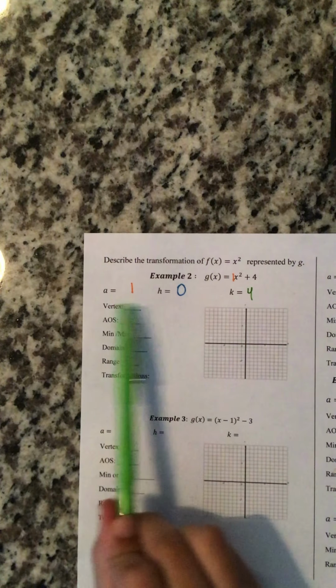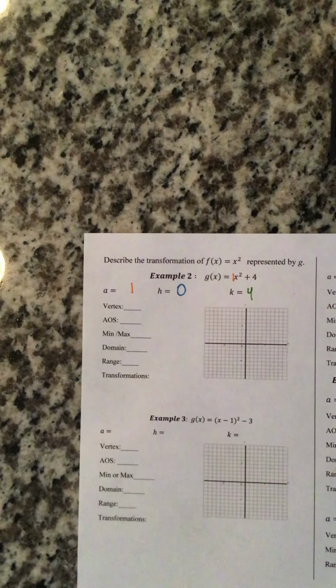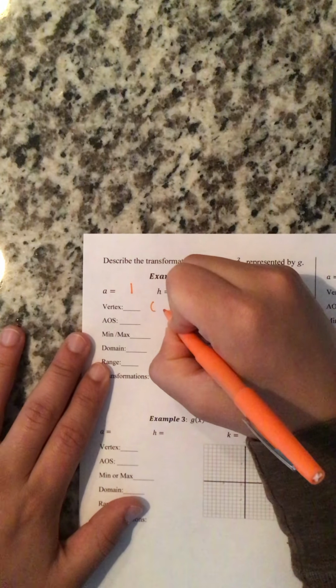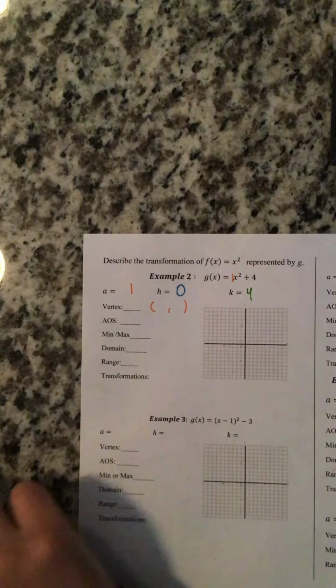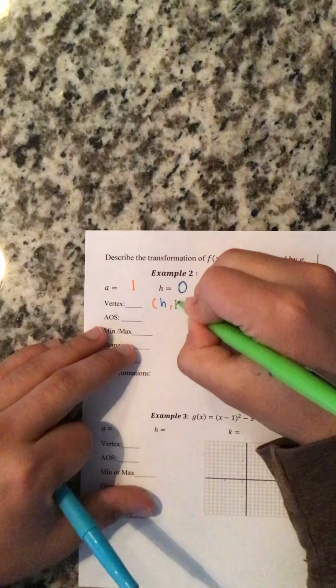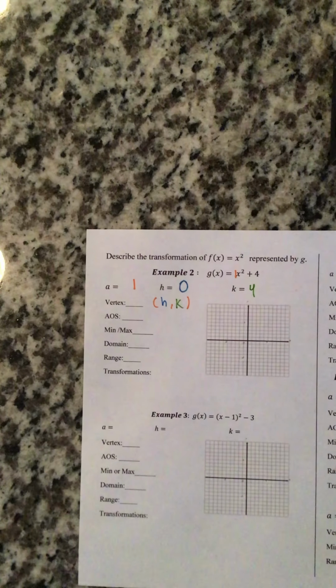So the only weird thing here is the 1 and 0, okay? But hopefully we'll see some more examples to kind of work that out. Okay, so on to the vertex. Remember, the ordered pair should be in parentheses, H should come first, K should come second, okay? H is my X value, K is my Y value.